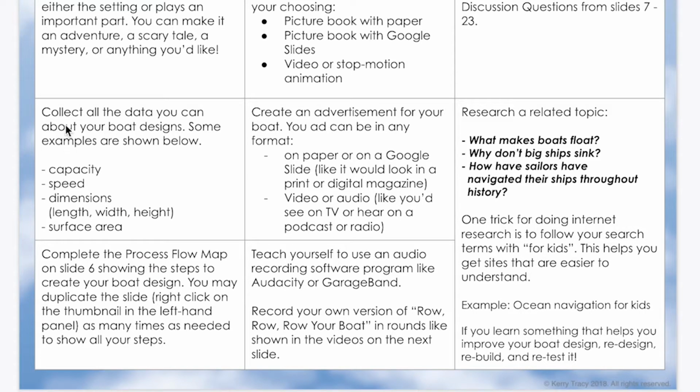Let's look at the next row. Collect all the data you can about your boat designs. Some examples of data you can collect are shown below. Things like capacity, meaning how many pennies or marbles or toys or beans or whatever you use to try to fill up your boat, if that's the challenge you did, how many fit inside. Now, you might not have done a capacity challenge, you might have chosen speed. So how quickly did your boat get from one end of your container or bathtub to the other?